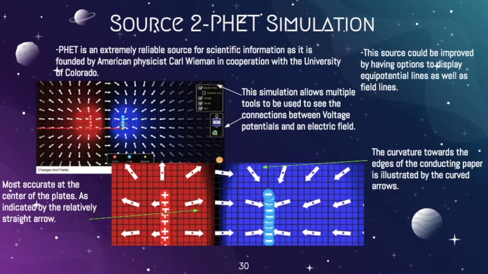This source could be improved by having options to display equipotential lines as well as field lines instead of the arrows option, which is not as clear in displaying data on initial viewing. When zoomed in, it becomes apparent that most readings are more accurate at the center of the plates, as indicated by the relatively straight arrow. The curvature towards the edges of the conducting paper is also illustrated by the curved arrows towards the edges of the plates.